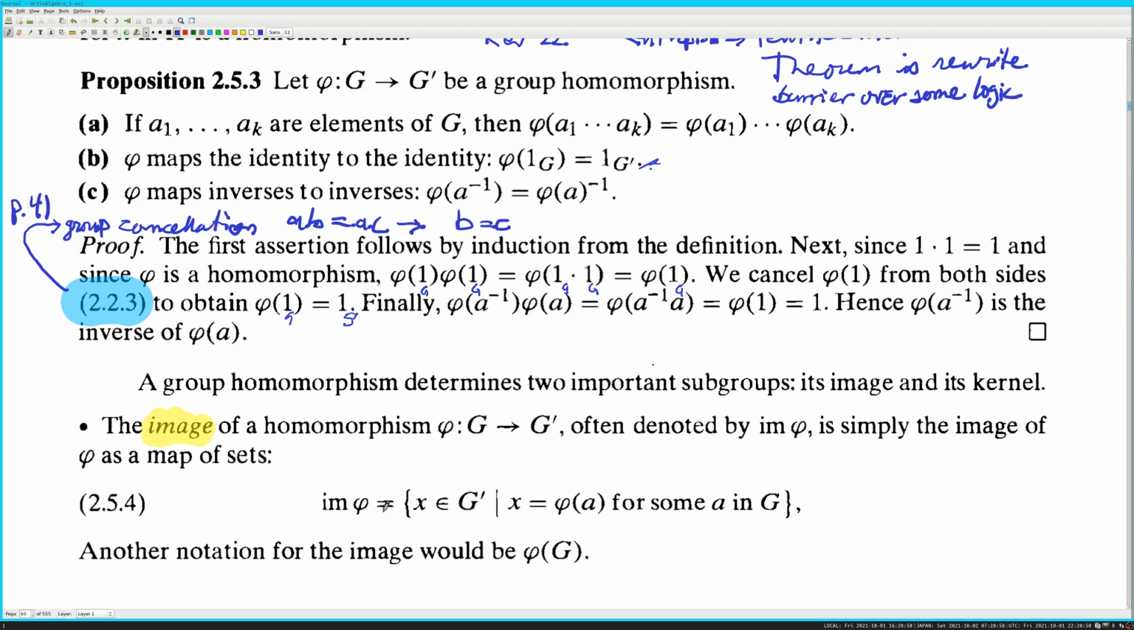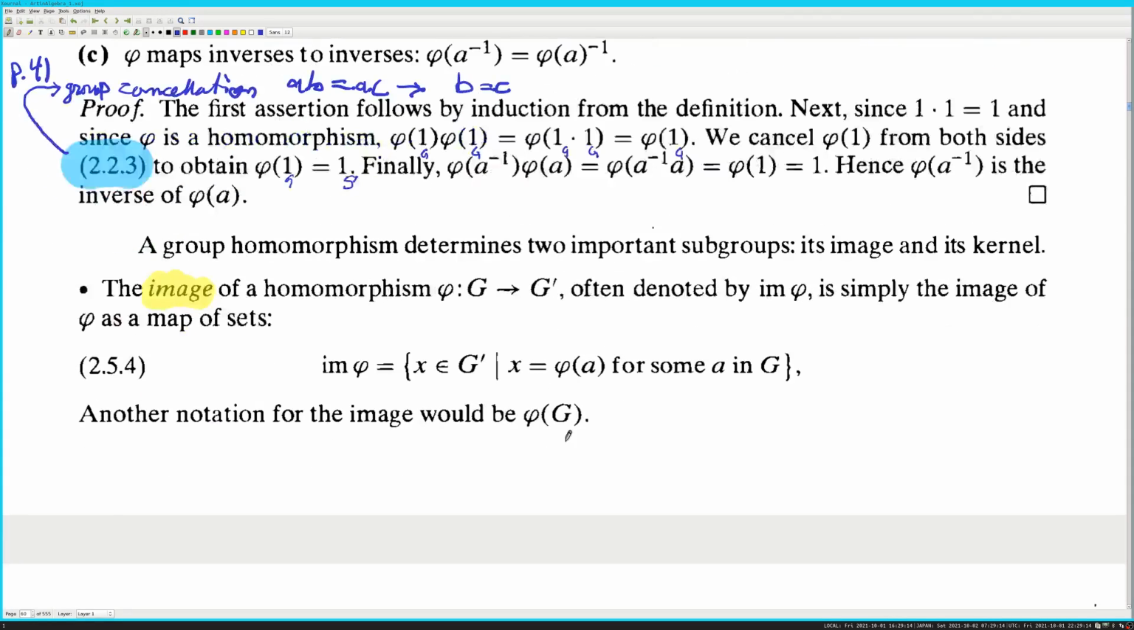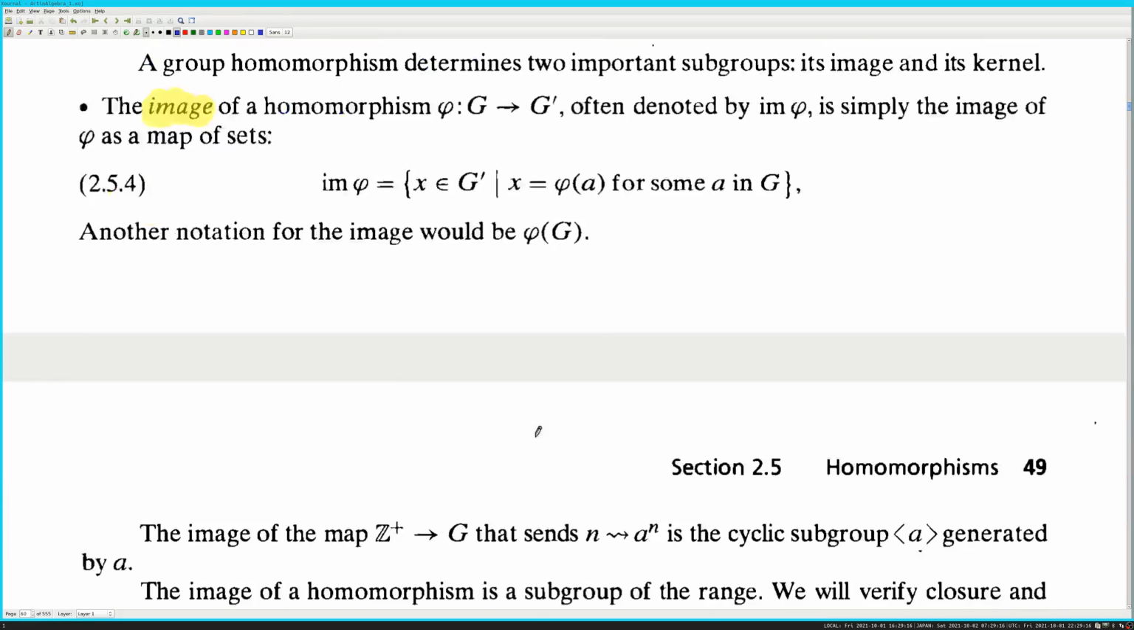The image of a homomorphism is the image as a map of sets, okay? So the image of phi is the set of x in G prime such that x is phi of a for some a in G. Another notation for the image would be phi of G. This is the more common notation.